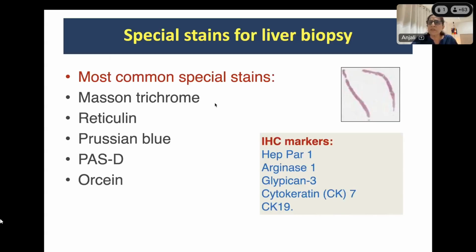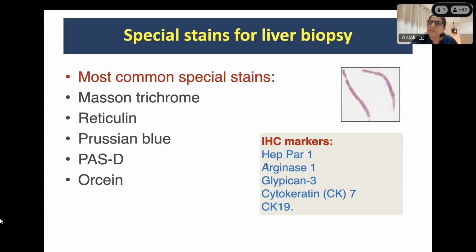The most common special stains we routinely do in liver biopsy are Masson's trichrome, reticulin stain, which is a silver stain, and Prussian blue stain, which is mainly for iron. Then the PAS diastase stain, to see whether there are PAS diastase positive granules or globules, and Orcein stain.